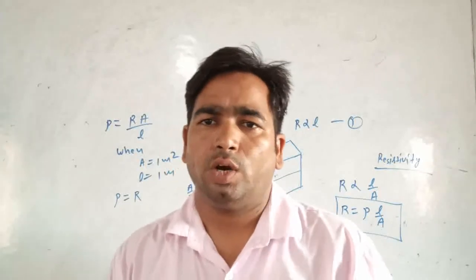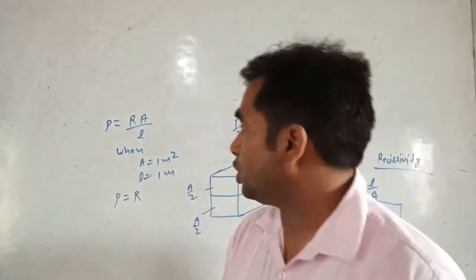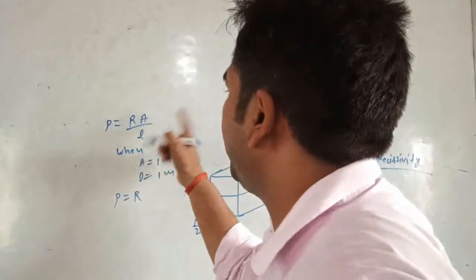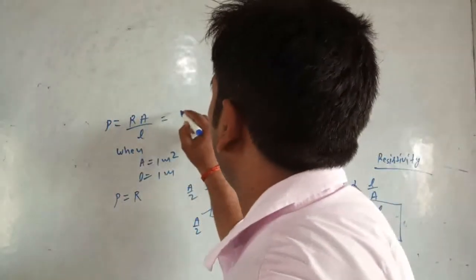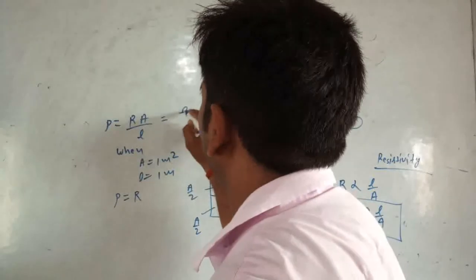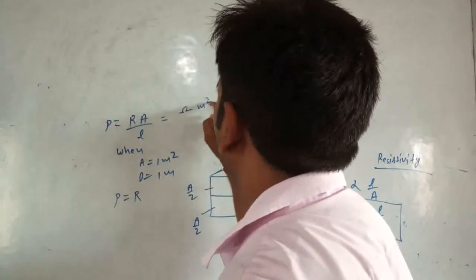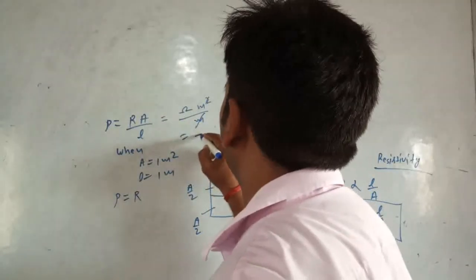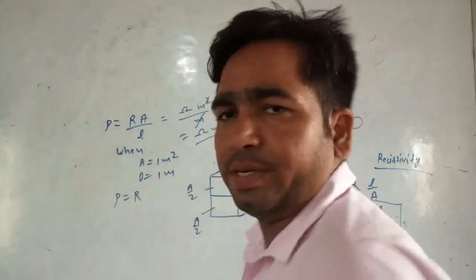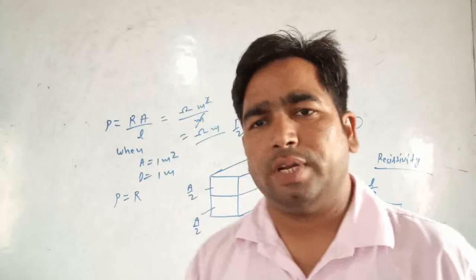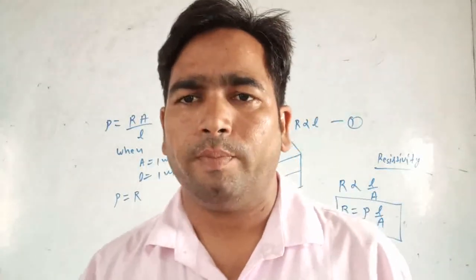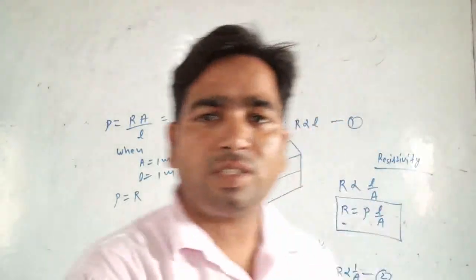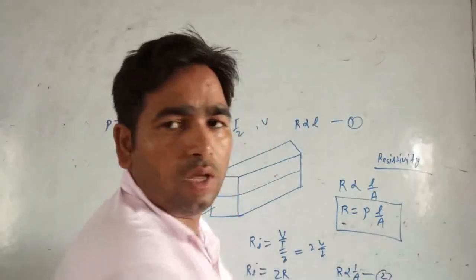Now you have to solve the question and you can find the unit of resistivity. Ohm times A in meter square upon L in meter, the meter square upon meter gives meter, so the unit is ohm meter. The unit of resistivity is ohm meter. So now you have to solve numerical questions on the basis of the equation R equals rho L upon A.